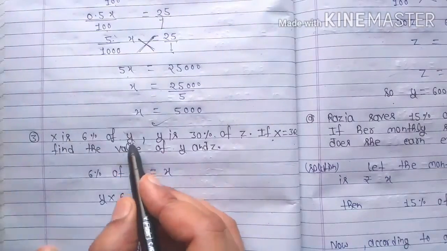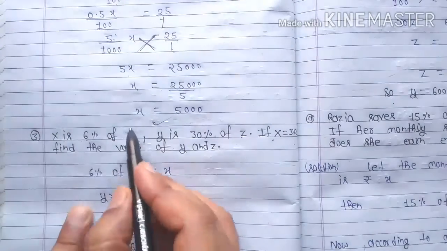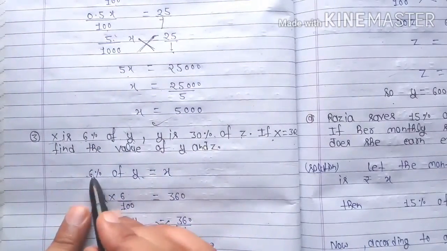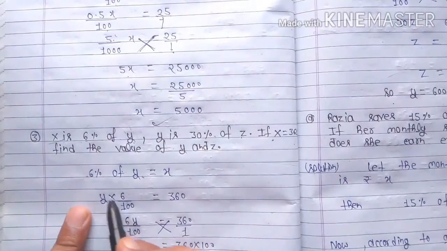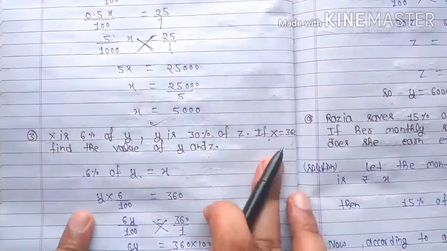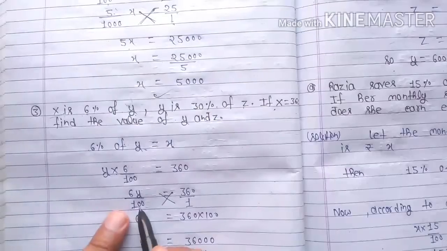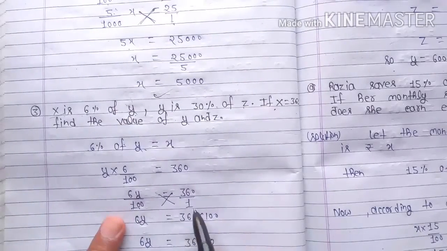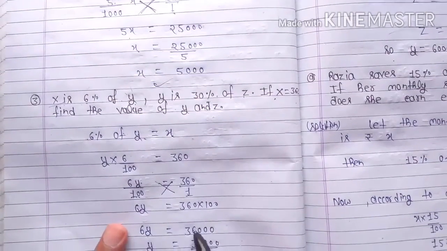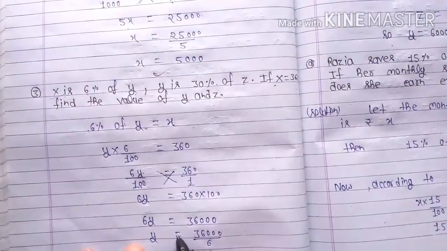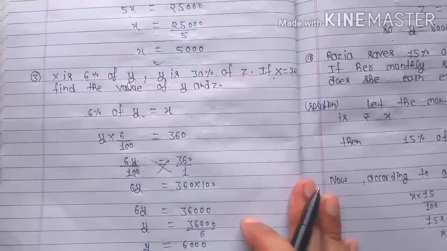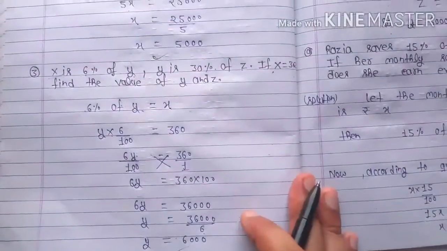X is 6% of y, which means 6% of y is equal to x. Now what does it mean? It means y multiplied by 6% is equal to x. What is the value of x? 360. It means 6y upon 100 is equal to 360 upon 1. Again cross multiply. 1 into 6y is 6y, and 100 into 360 is 36,000. So 6y is equal to 36,000. Y is equal to 36,000 upon 6. Y is equal to 6,000. You will get y is equal to 6,000.